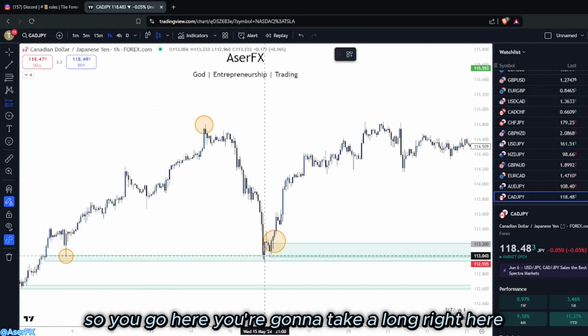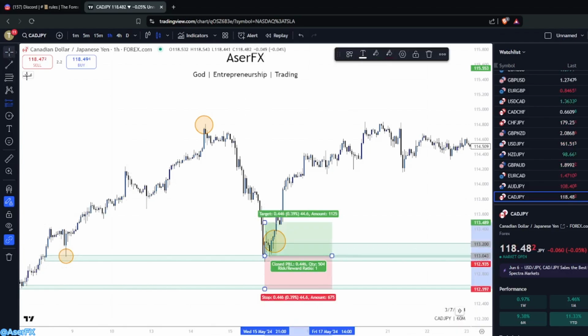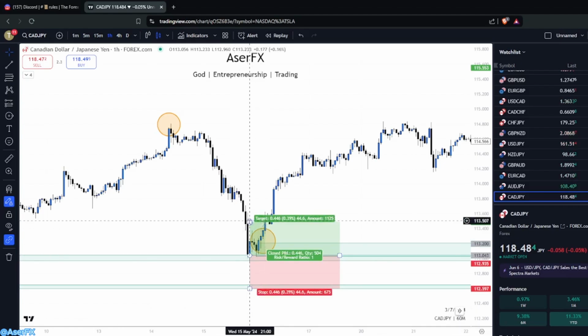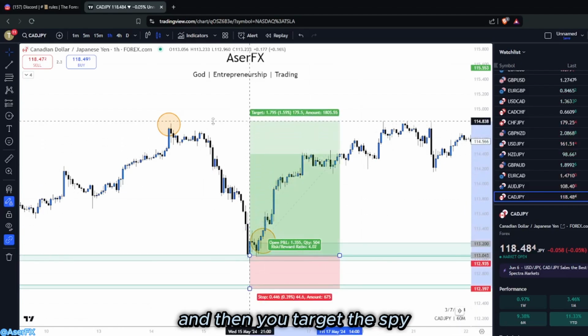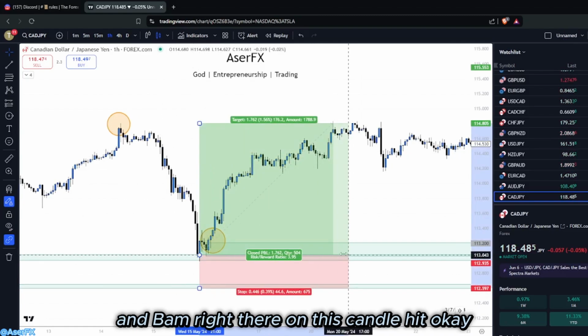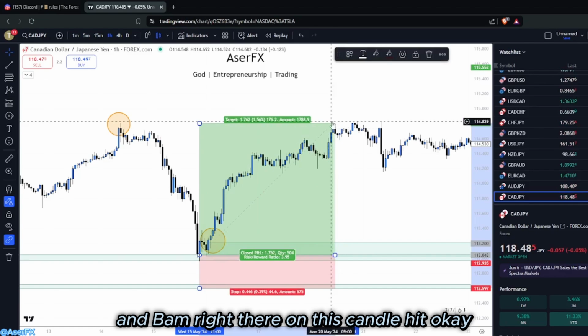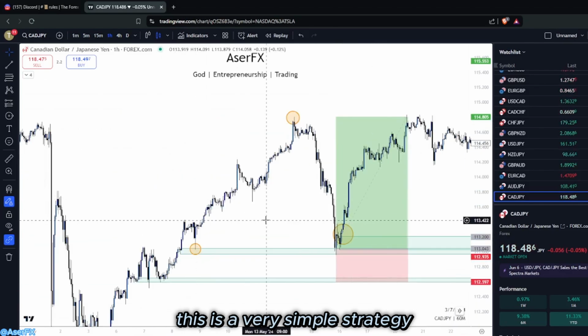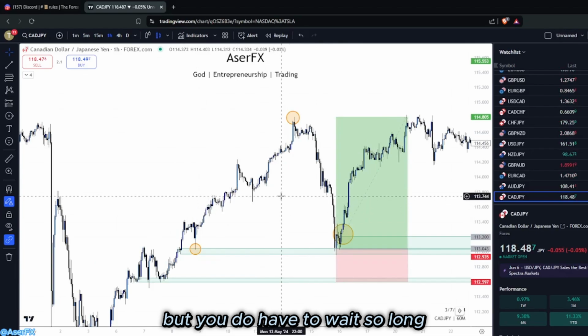So you go here. You're going to take a long right here. Remember, this is the order block right here, okay? And then you target the swing high. And bam, right there. On this candle, it hit. Okay, this is a very simple strategy, but you do have to wait so long.